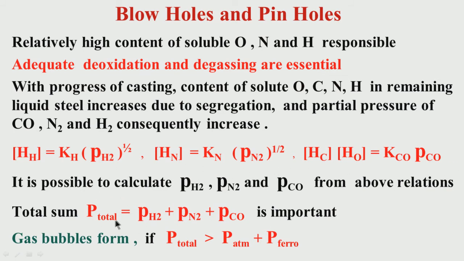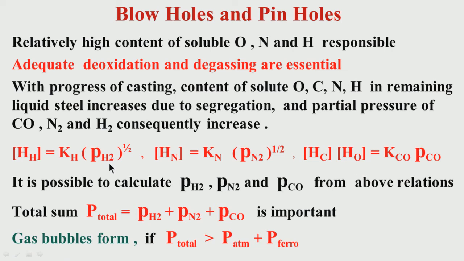So, the total of these three, hydrogen, nitrogen, and carbon monoxide, is important. This total value, if it is more than the atmospheric pressure and the ferrostatic pressure, then gas bubbles will form. You try to understand what is happening. Because of hydrogen, nitrogen, carbon, and oxygen in liquid steel, during solidification they are trying to come out in the form of gas.